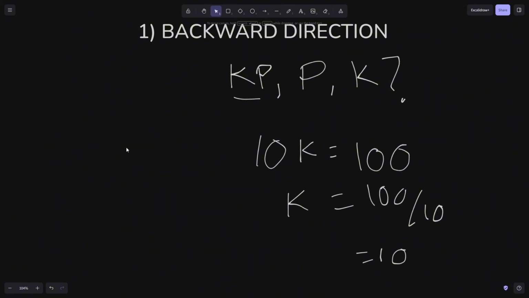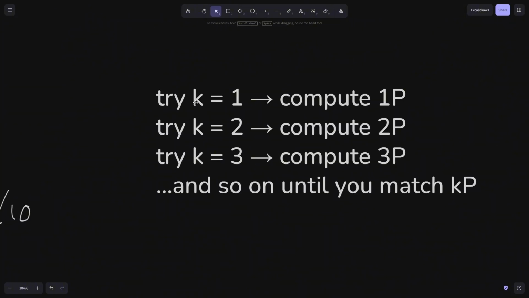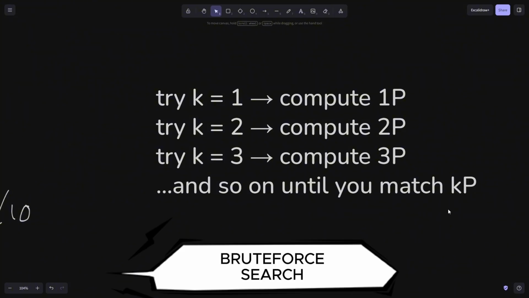It is a point, a final point produced by repeated geometric operations on the curve, as we did earlier. Now what you are forced to do instead is, first of all, try K equals 1 and compute 1P, and then try K equals 2 and you get 2P, and then try K equals 3 and compute 3P, and so on until you match your KP. This is also called a brute force search.